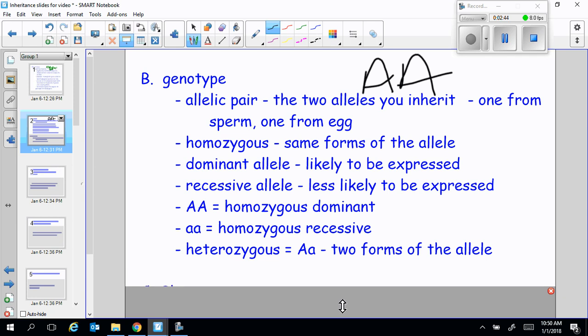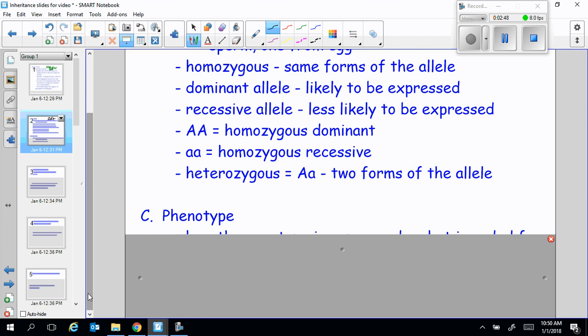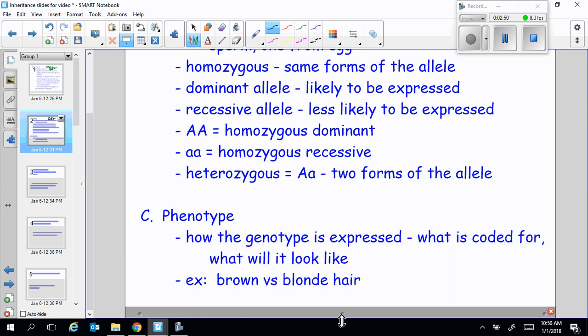All right, on to the phenotype. That was our genotype, that's what our actual alleles are. Phenotype is how you express those alleles. So if you are big A, will you have brown fur? Or, if we're talking about us, brown hair. Or if you are little a, will you have blonde hair? So it's what the allelic pair codes for. That's your phenotype. How is it expressed?